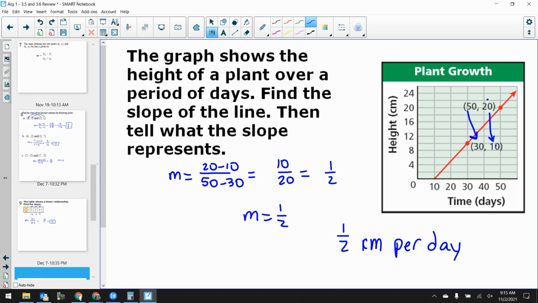1/2 centimeter per day. Somebody said last period, could I do 1 centimeter for every 2 days? Sure, that's fine. That says the exact same thing. But I would say it's 1/2 centimeter per day. Always do change in y, then change in x. 1/2 centimeter per every 1 day. Whoever asked that question was basically giving it to you in non-simplest form. But that's okay.